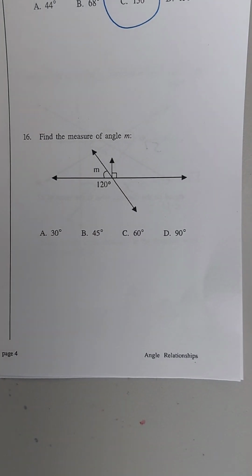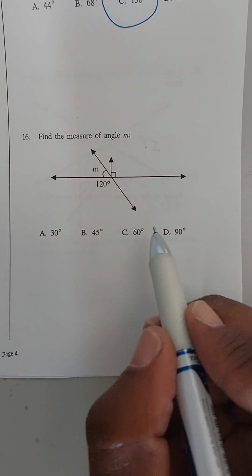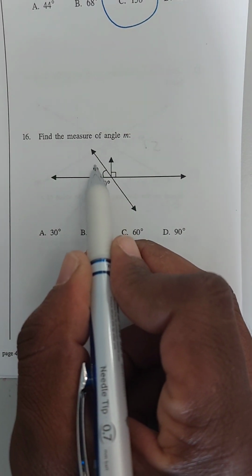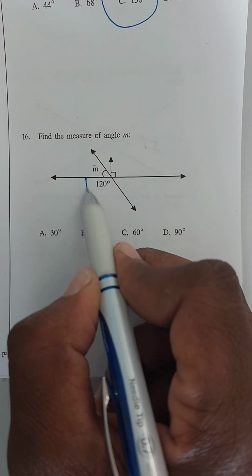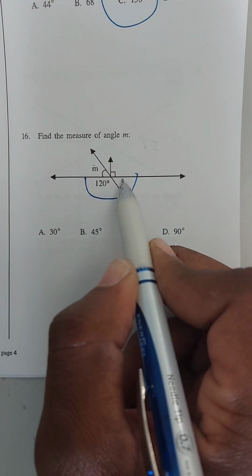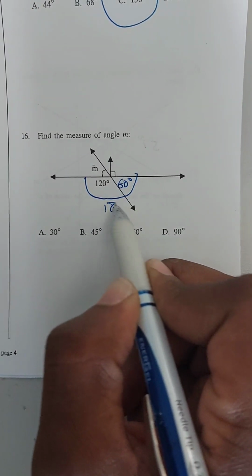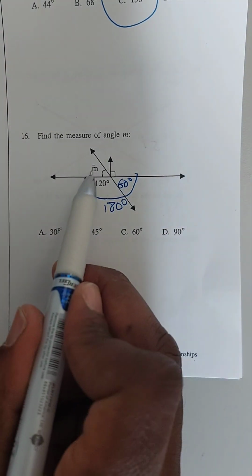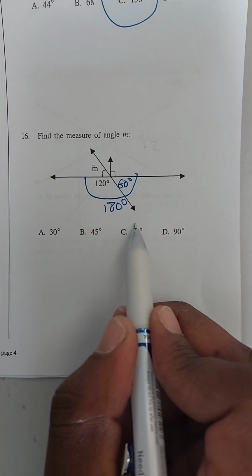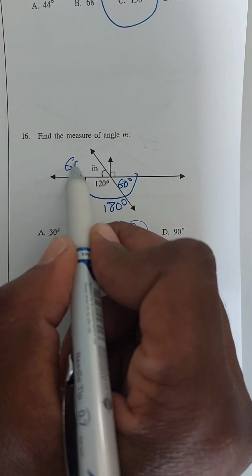And last but not the least, we're looking for the measure of this angle M. We start with this lower hemisphere. This is 120, this will be 60, so that all of them are 180. All right, now M is vertical to this 60 degrees, and so M will be 60 degrees.